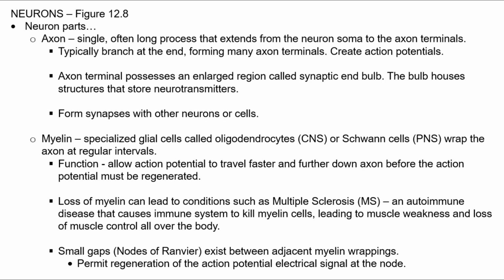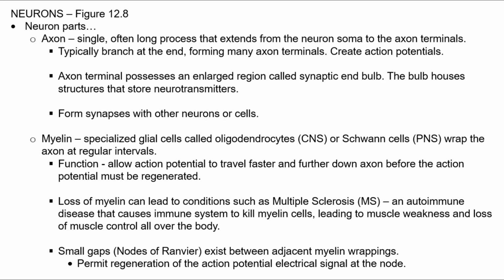The axon terminal possesses an enlarged region called the synaptic end bulb. The bulb contains structures that store neurotransmitters and then release those neurotransmitters when the neuron is stimulated. They form synapses with other neurons or cells so that the neurotransmitters can serve as the chemical messengers to signal those neurons or cells.